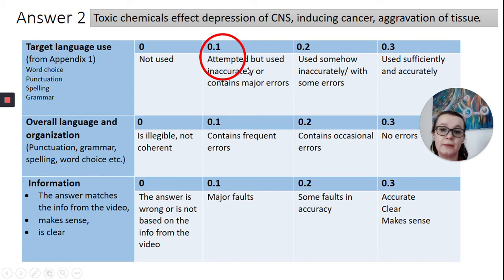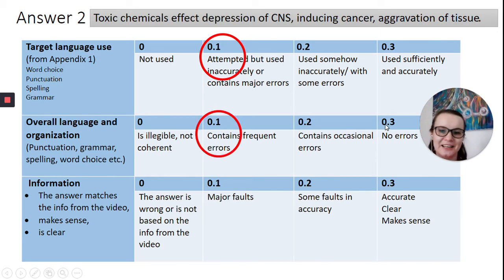Cause and effect. However, it's not a verb. There should be a verb, and it's a noun. And also there is nothing about giving examples, language of giving examples. So 0.1. Yeah, it's attempted but not used accurately. And yeah, for oral language and organization, it's 0.1.